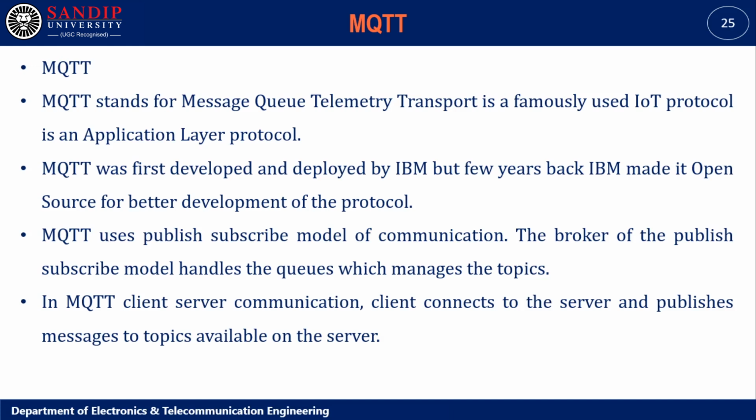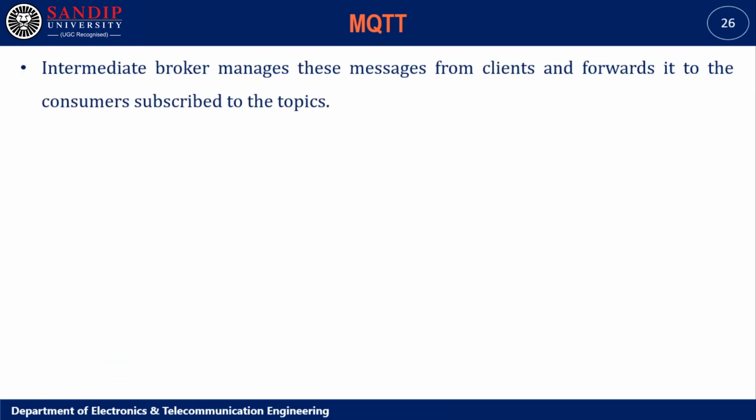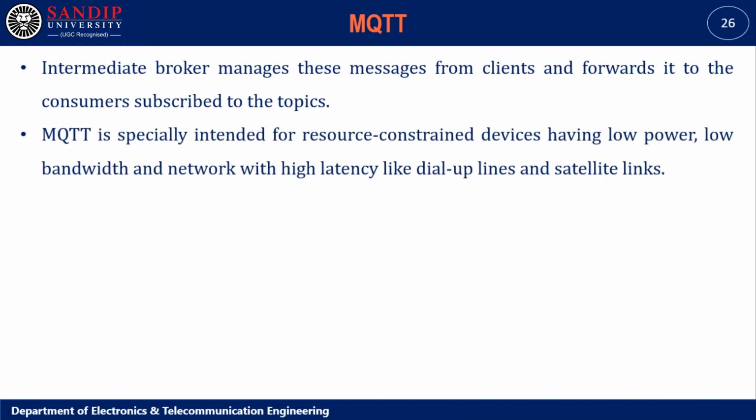The broker of the publish-subscribe model handles the queues, which manage the topics. In MQTT client-server communication, client connects to the server and publishes a message to topics available on the server. Intermediate broker manages these messages from client and forwards them to the consumer subscribed to the topics. MQTT is specially intended for resource-constrained devices having low power, low bandwidth, and networks with high latency like dial-up lines and satellite links.